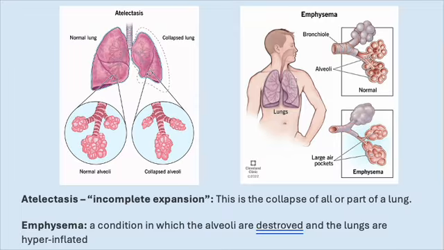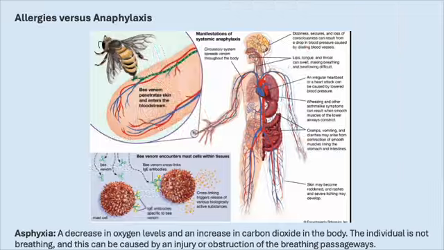So these two cases in general are referring to disorders that interfere with gas exchange, specifically influencing the surface area to volume ratio of the lungs. Now, let's look at certain disorders or things that irritate our respiratory system.